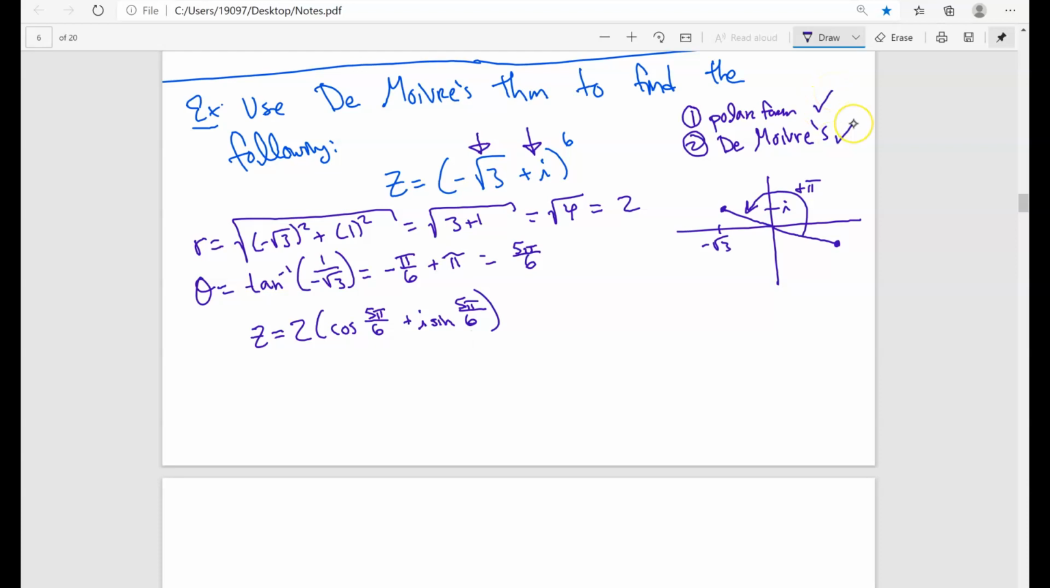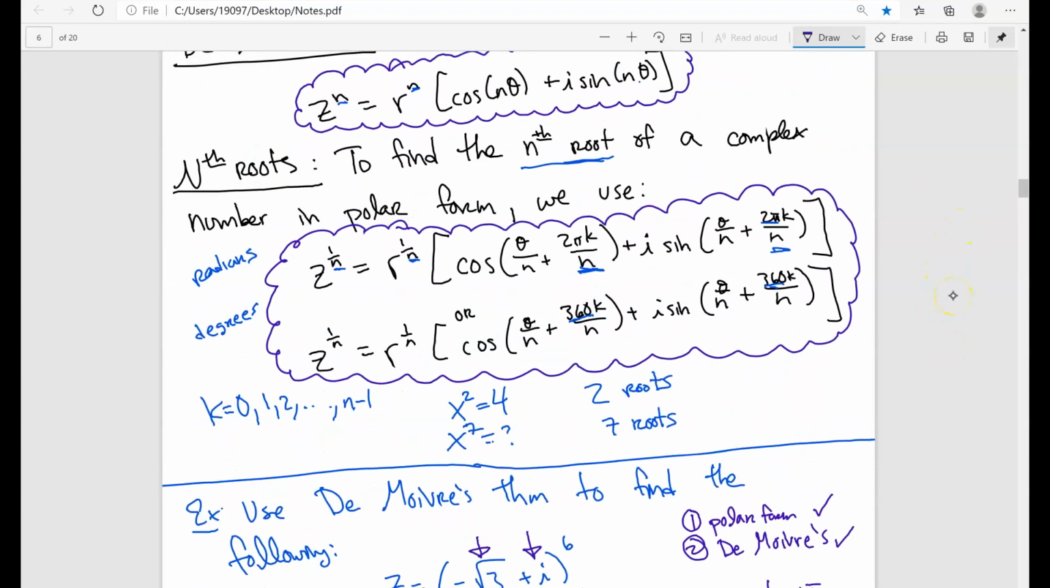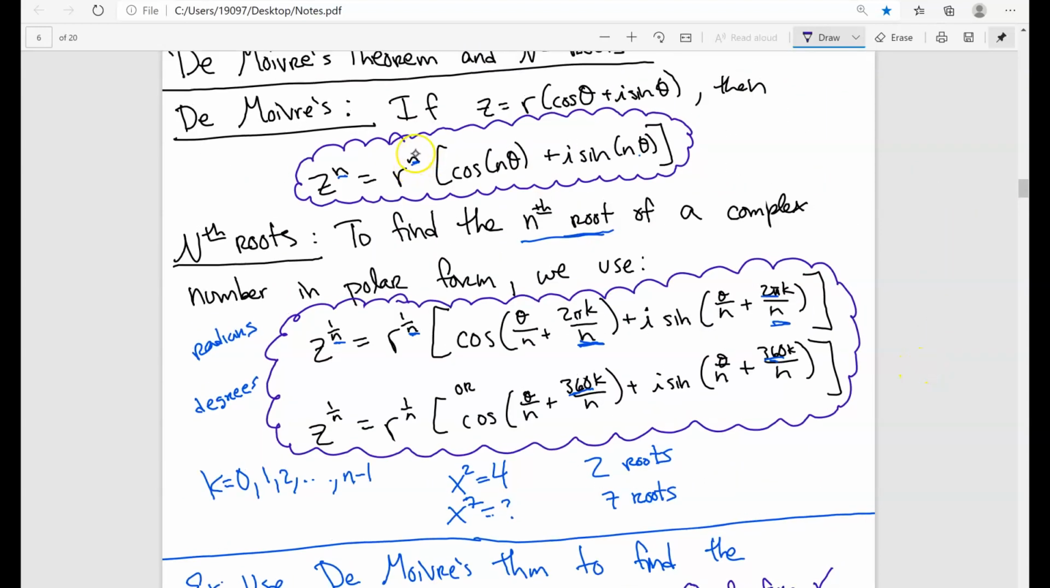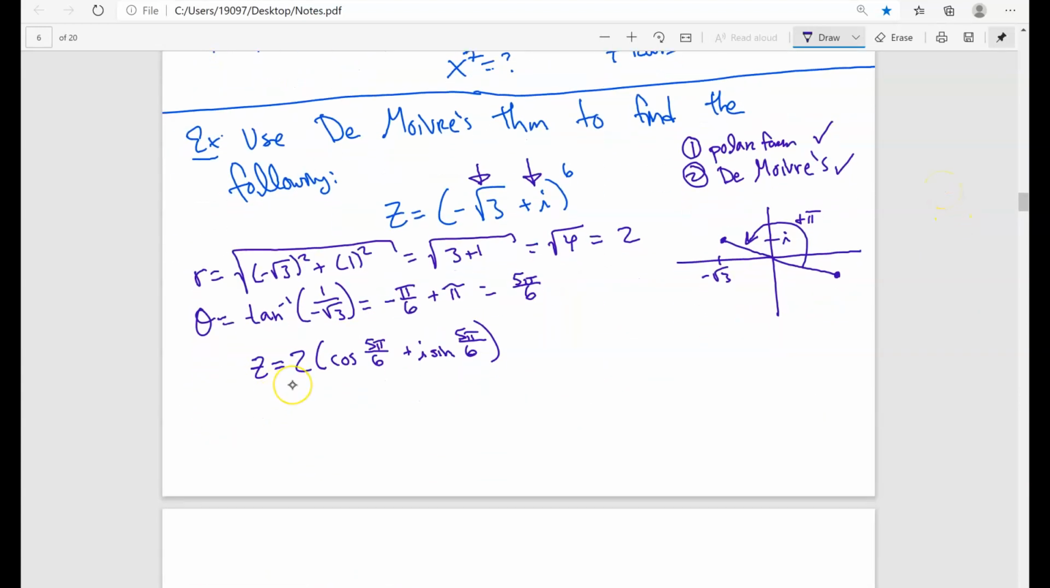Now we're going to use De Moivre's theorem. So basically what De Moivre's theorem says is that if I'm raising this complex number to a power, I'm going to take the r value, the radius, and take it to that power. And then the theta value, I'm going to multiply it by whatever the power is. Okay, so in this case, what do we want to raise it to? We want to raise it to the power of 6.